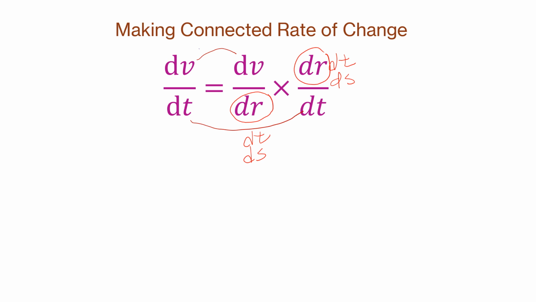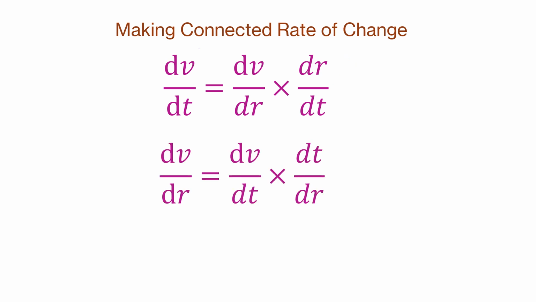Okay, let's do another example. Supposing I want to find dV over dr, the rate of change of V with respect to r. Then you can get it by finding the rate of change of V times the rate of change of r, but inverted. So you can see that this and this can just cancel off. What you're getting is dV over dr. And again, like I mentioned earlier, this one need not be dt. It can be any variable that's given in the question.